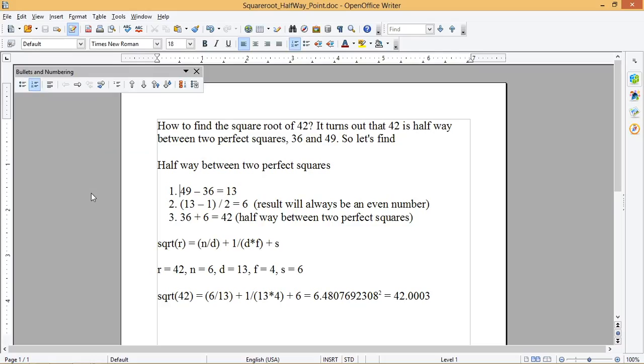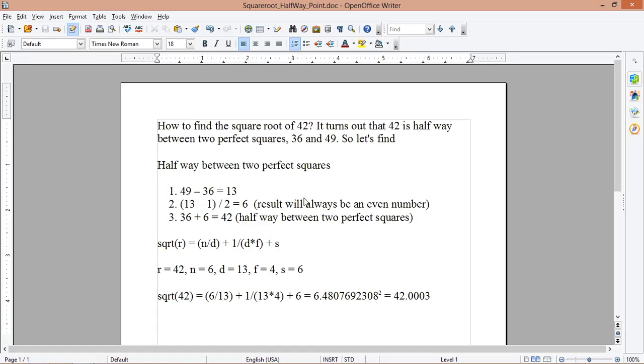Step one, we just subtract 36 from 49. We get 13. Remember, just a quick review, a perfect square is when you take the square root of the number, you get a natural number. What do I mean by that? The square root of 36 would be 6. It's a natural number, not a fraction. 6 times 6 equals 36. And of course, 7 times 7 equals 49. So that's step one. You subtract the smaller of the two perfect squares from the larger. In this case, we get 13.